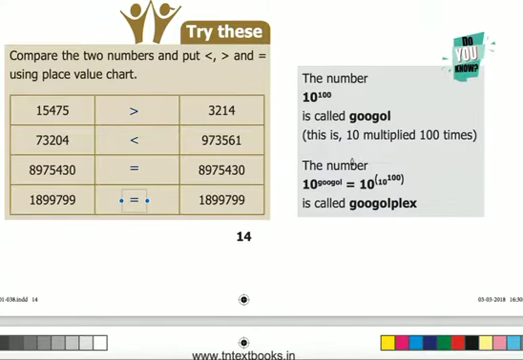1899799. 10 power 100 is called Googol. 10 multiplied with 100 times. It's not Google, Googol. Oh, 10 power Googol, that means 10 power 100 is called Googolplex.